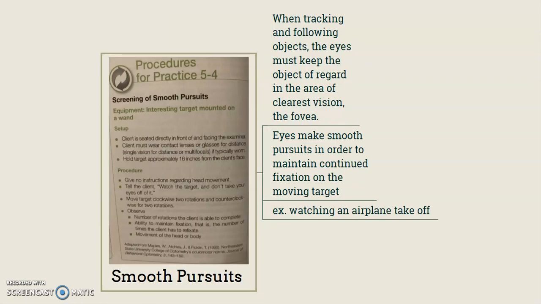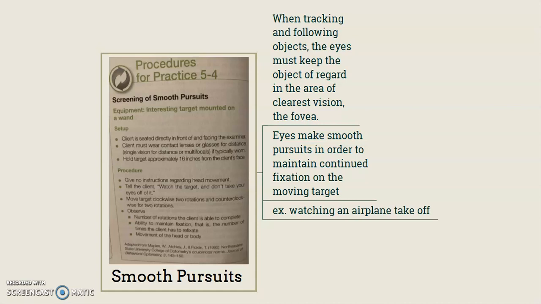And then next is screening for smooth pursuits. The client is seated directly in front of you, facing you. They must wear their contact lenses or glasses. So for the procedure, you give no instructions regarding any head movements. You just tell the client, watch the target and don't take your eyes off of it. You move the target clockwise 2 rotations and then counterclockwise 2 rotations.